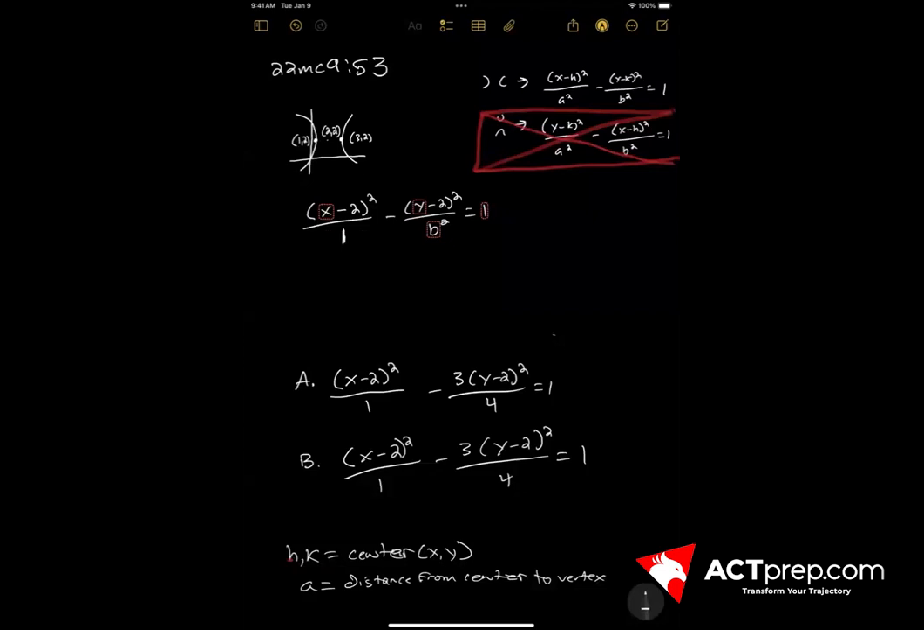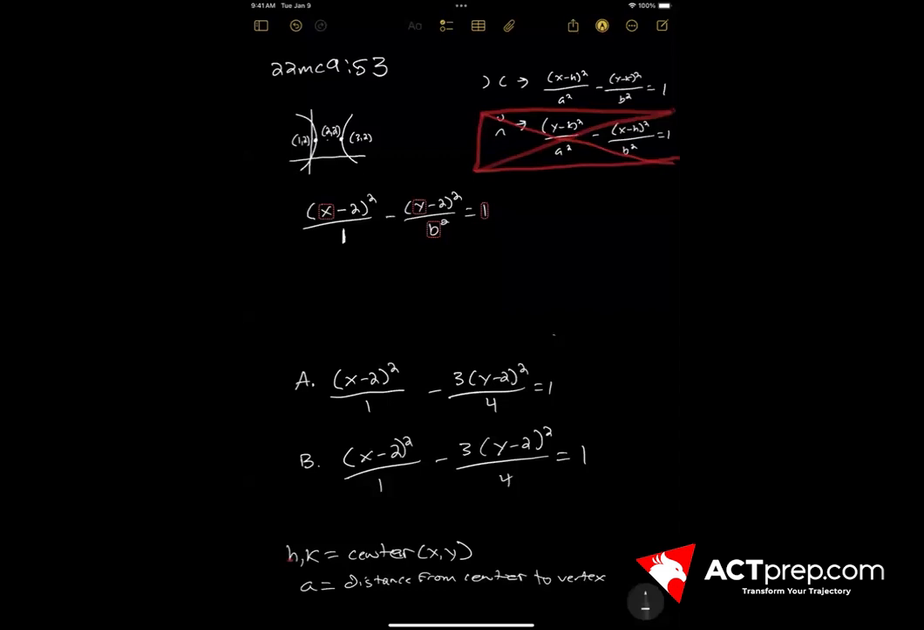If you actually wanted to work out the math on this, the way that you would solve for b is more complicated. You would find any point on the hyperbola other than the vertex, plug that value in for x and y, and then isolate b squared to find what it is equal to. And so that is more time consuming. Since we have answers already, we can very easily just back solve from the answers to see which one of them comes out true.